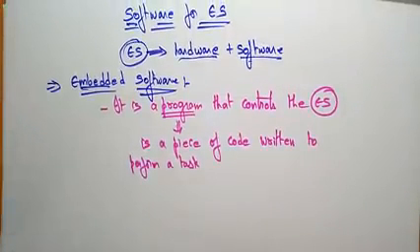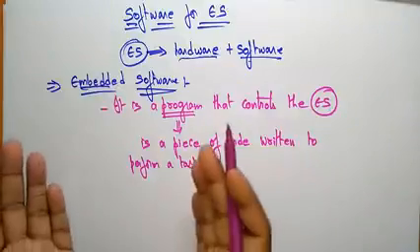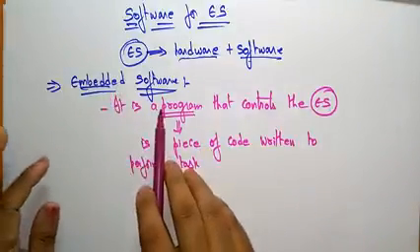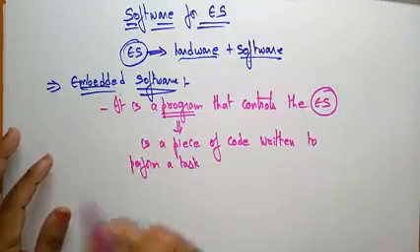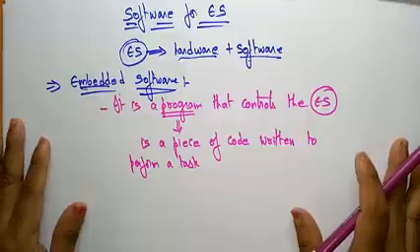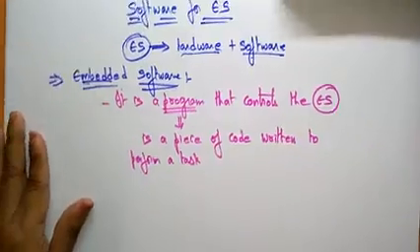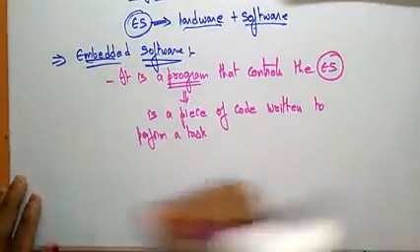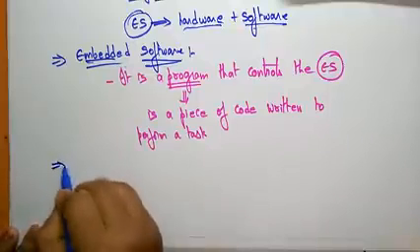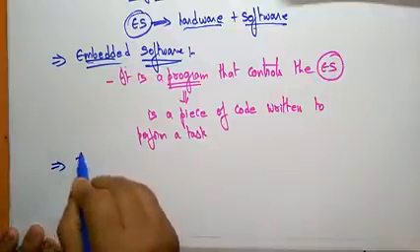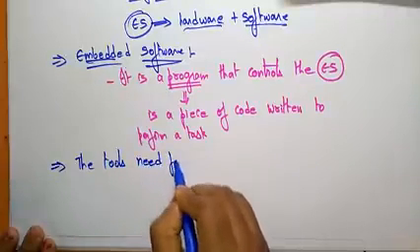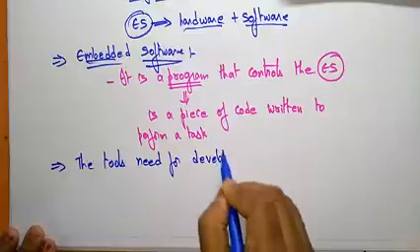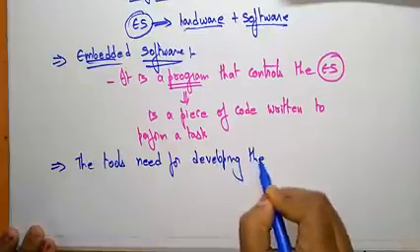So the embedded software is loaded in the microcontroller, which then takes care of all operations that are running. Now let's see the tools that are needed to develop this embedded software, the tools needed for developing the embedded software.